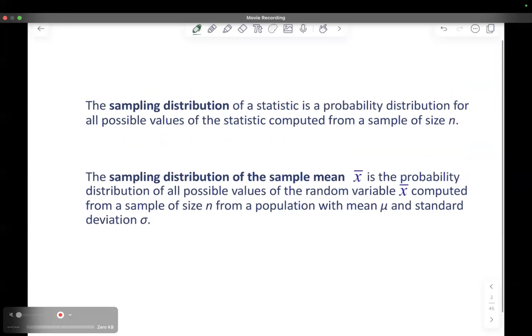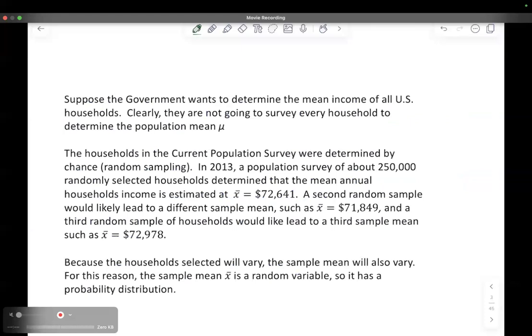So here's an example. The government wants to figure out the average of all incomes of US households. They can't survey every household to find what that average is. You just can't do it. So what they do is they take a survey of about 250,000 people randomly selected, and then they find out that the average of those 250,000 is 72,641. Then they take another sample, the same thing, 250,000, another random sample, they get 71,849. Then they take a third sample and they find out that that average is 72,978.